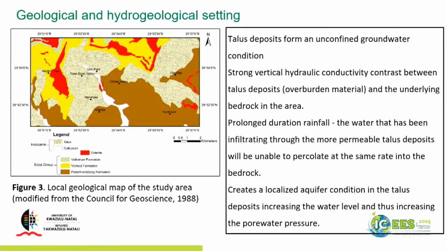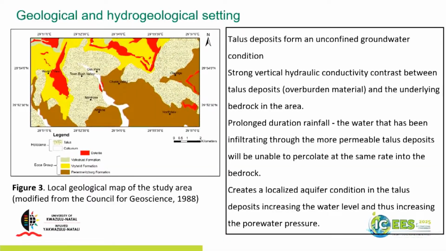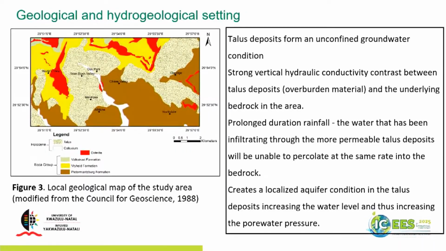In terms of geological setting, the local geology of the area is characterized by shales of the Pietermaritzburg Formation, and on top of those shales we have this talus material, which is an unconsolidated deposit. This talus deposit forms an unconfined groundwater condition, where you have a strong hydraulic conductivity contrast between the talus deposits and the underlying bedrock, which is shale.